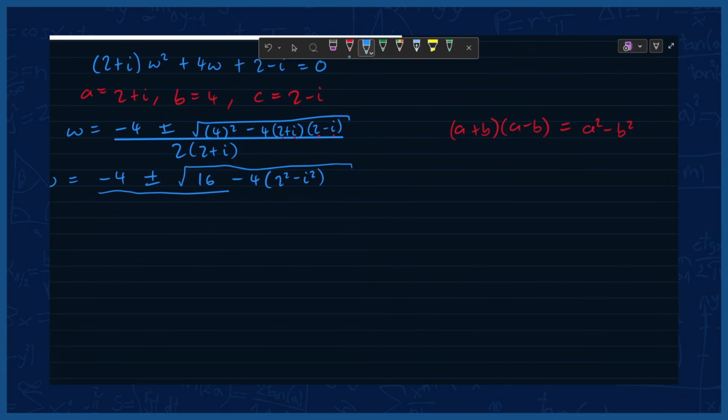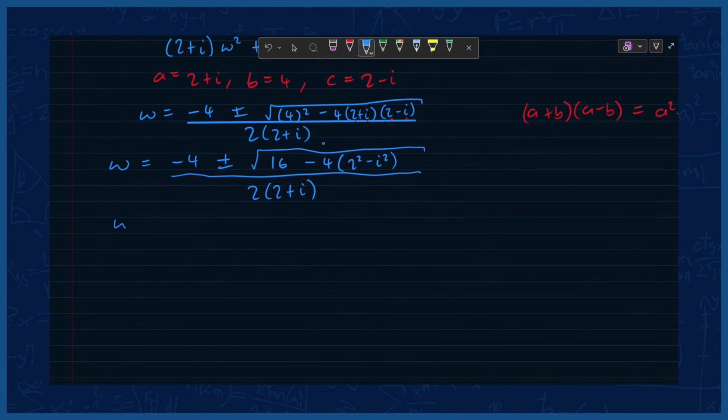And this is all being divided by, I won't expand this just yet because I have a feeling that 2 will eventually cancel out with something. So I've got 2 times 2 plus i, and w is negative 4 plus or minus. We continue to simplify. So 16, and then here I've got minus 4. In my brackets I've got 2 squared, which I know is 4, and you should know that i squared is equal to negative 1. So here I've got negative i squared, so that's just 1.